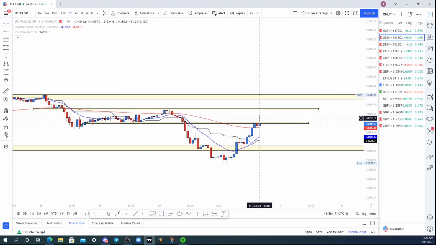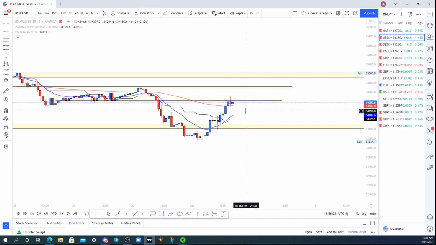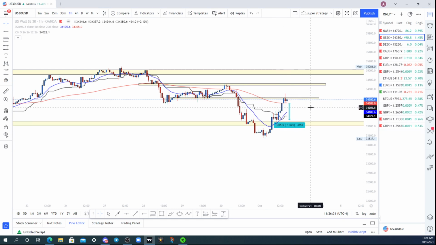So if we do start to break above here, we could possibly come up, tap this area. Now if we start to break below this low, you guys can target those daily lows again for 3,500 pips. That would be a nasty move, guys. So just make sure you guys are being very, very aware of that.